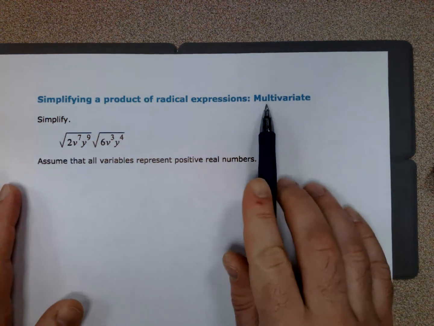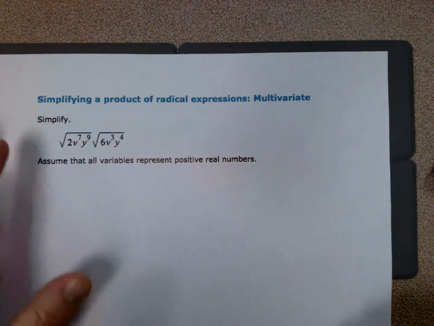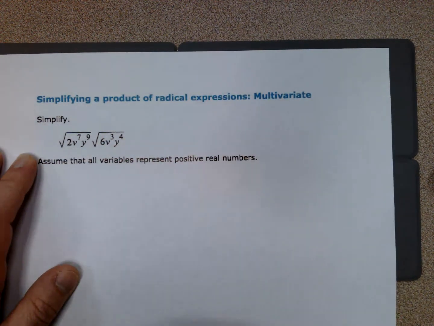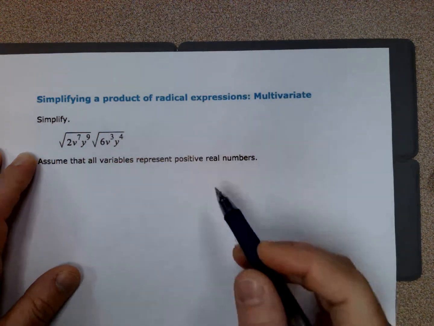Today we're going to be looking at the ALEKS topic, simplifying a product of radical expressions, multivariate. So in this case, we're going to have multi, or more than one, variable. In this case, I have v's and y's, but it could be whatever. It could be w's and x's, a's and b's. It just means there's more than one in the problem.